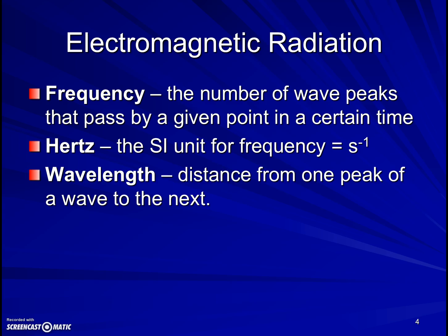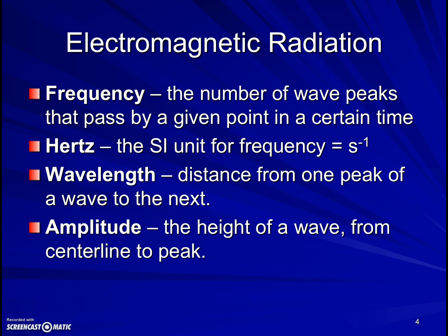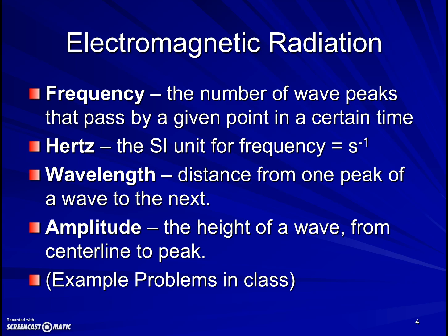The length of a wave, what we're calling a wavelength, is the distance from one peak of a wave to the very next peak. And the amplitude is the height of the wave. And we get, for example, in light, the more intense a beam of light is, the brighter it is, the larger the wave's amplitudes are. And we'll work some problems to illustrate this in class when we meet.